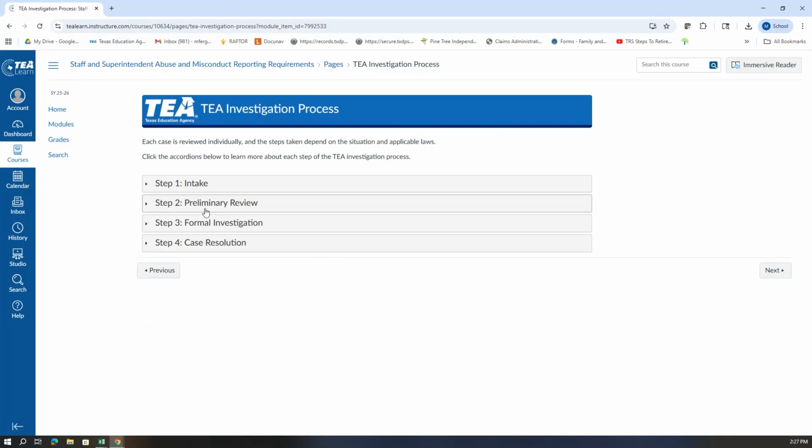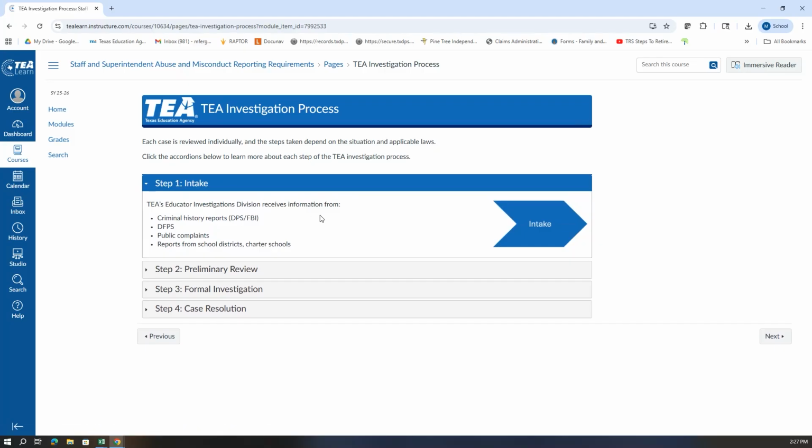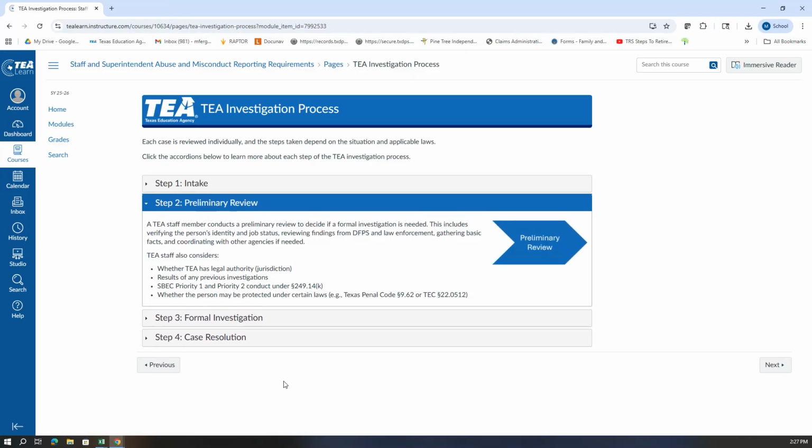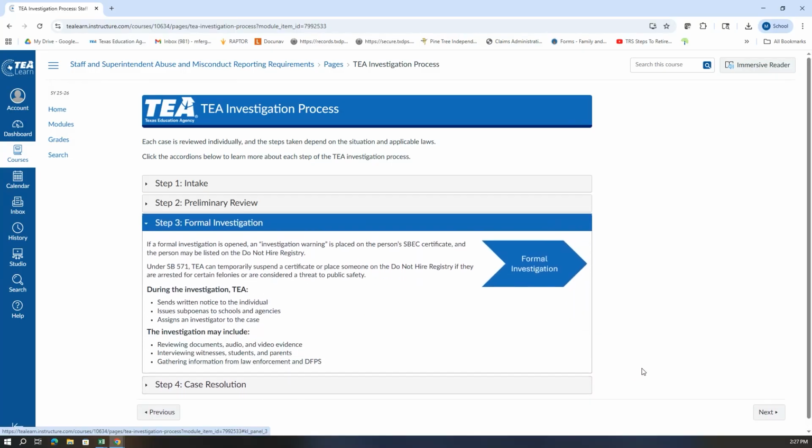TEA's investigation process. There's an intake process, in which TEA's Educator Investigation Division receives information from criminal history reports, the Department of Family and Protective Services, public complaints, or reports from school districts or charter schools. Preliminary review process: a TEA staff member conducts a preliminary review to decide if a formal investigation is needed. This includes verifying the person's identity and job status, reviewing findings from DFPS and law enforcement, gathering basic facts, and coordinating with other agencies as needed. Then a formal investigation is completed.